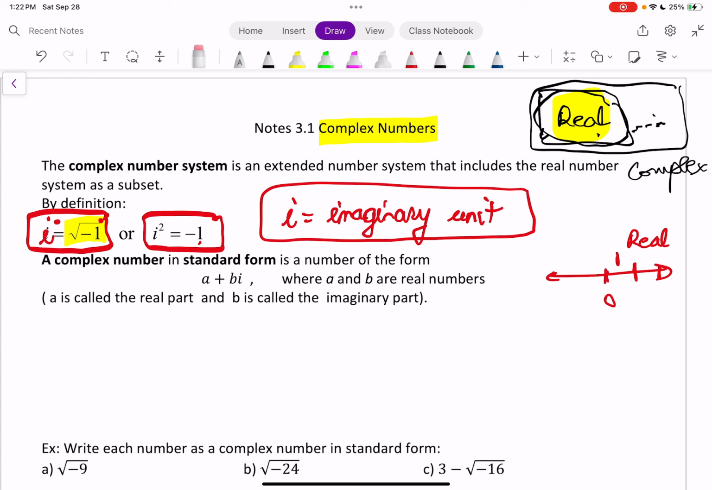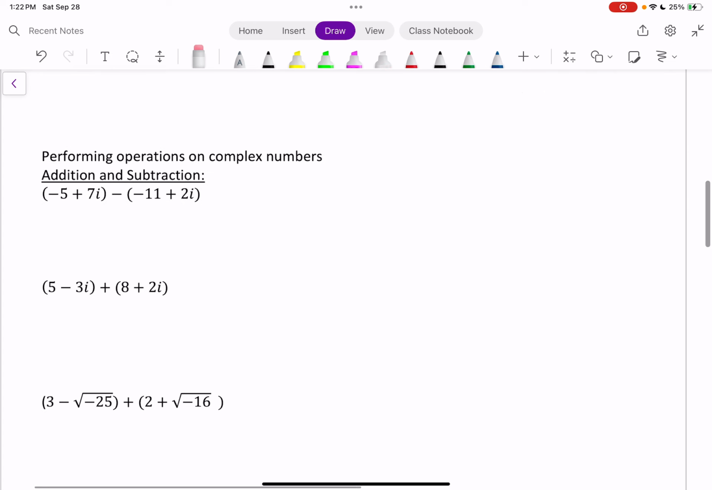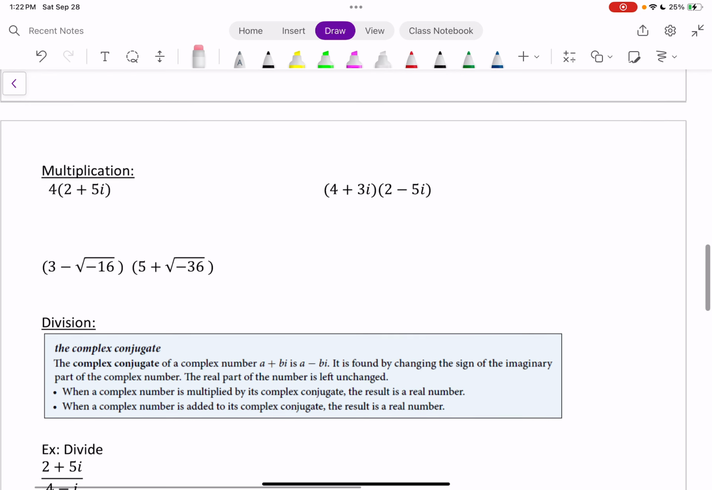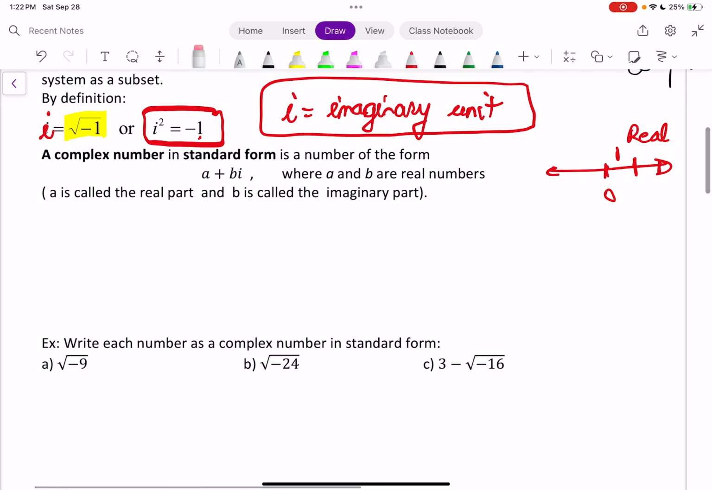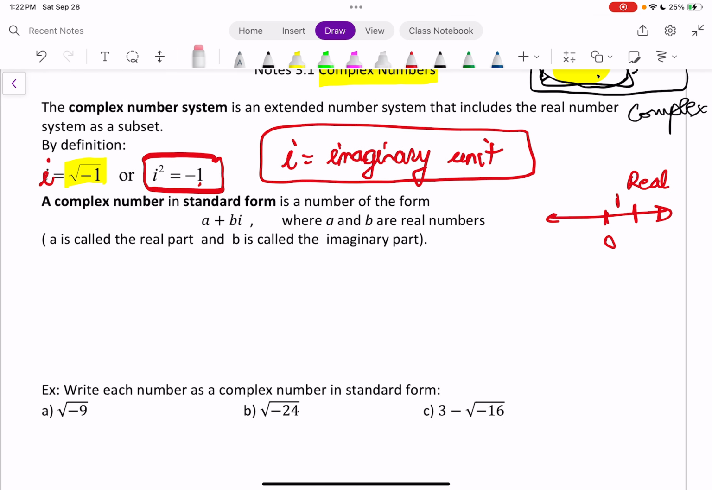Okay. All right, so what we need to discuss next is how do we deal with these complex numbers? In other words, how do we add, subtract, multiply, and divide complex numbers? It's really simple. What you need to keep in mind at all times is that i squared has the value of -1, and as such, it should be replaced by it.